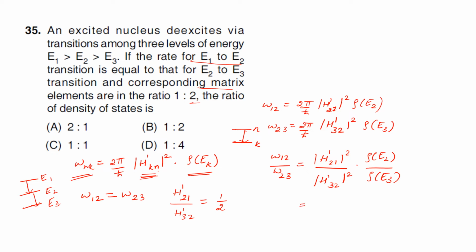Given by, so value of this is 1, then value of this is 1 upon 2 whole square. That gives the ratio of density of E3 to density of E2 as 1 upon 4. Therefore option D is correct.